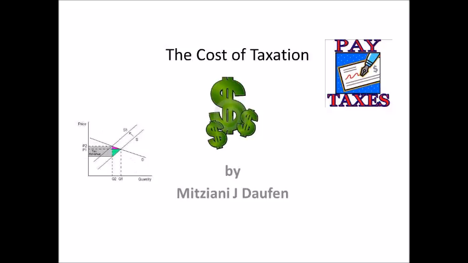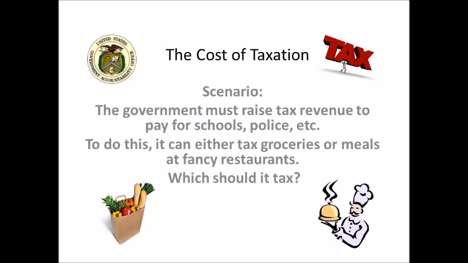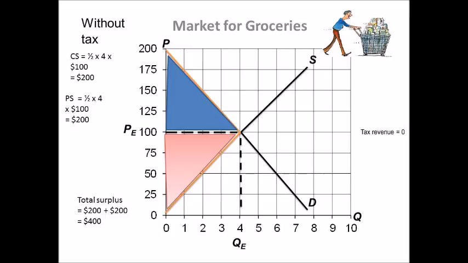So let's begin our journey to the cause of taxation. Here's a scenario that we were given. The government must raise tax revenue to pay for schools, police, etc. To do this, it can either tax groceries or meals at fancy restaurants. Which should it tax? What will make sense to me though is that meals at fancy restaurants should be taxed since it's not as important as groceries. Let's find out more from these following graphs.